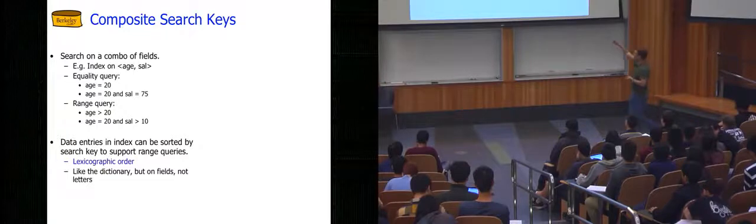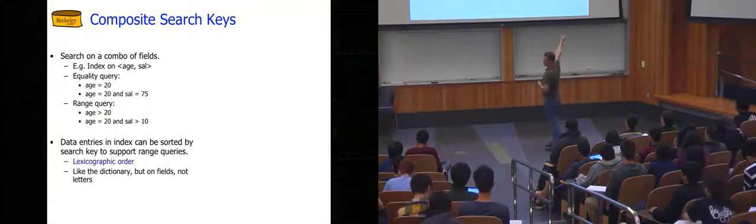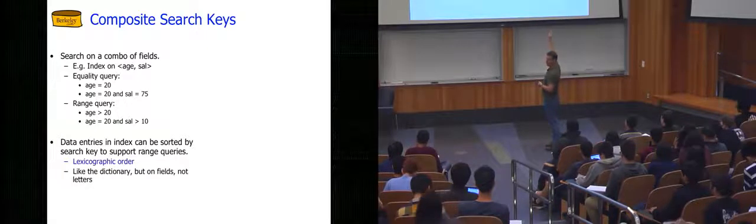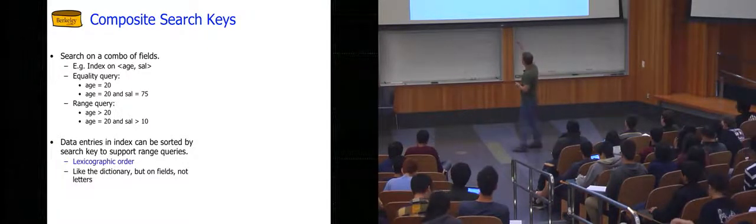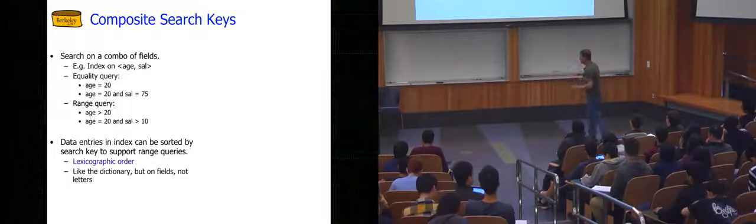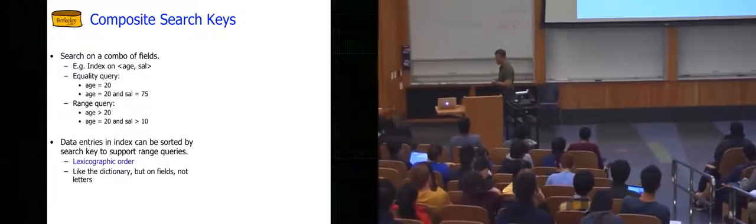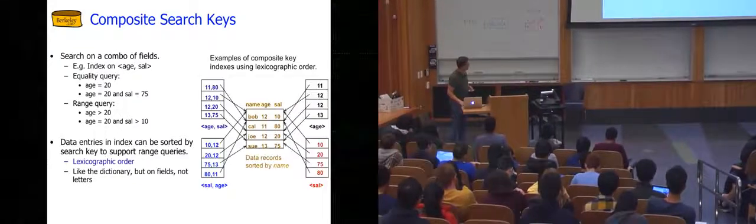So the prefix here you can do, once you do a range query, like a greater than, you can't really do anything interesting with the rest of the keys. Okay, so you can do age greater than 20, or age equals 20 and salary greater than 10. So just keep this dictionary analogy in mind. It will guide you as to when an index can be used for what query. It's all about lexicographic ordering.